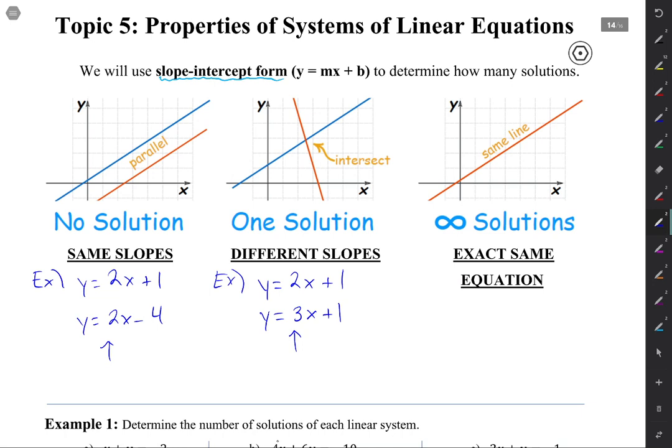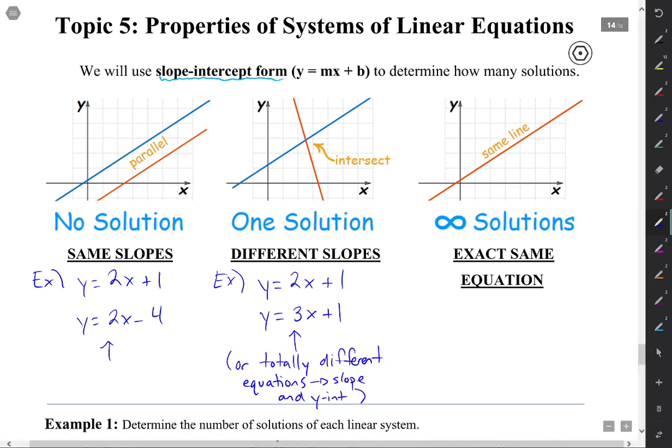They could also have different y-intercepts. So I just put here that these two equations could just be completely different equations. So both the slope and the y-intercept could be different. For this example, I just put the y-intercepts are the same, but that doesn't matter.